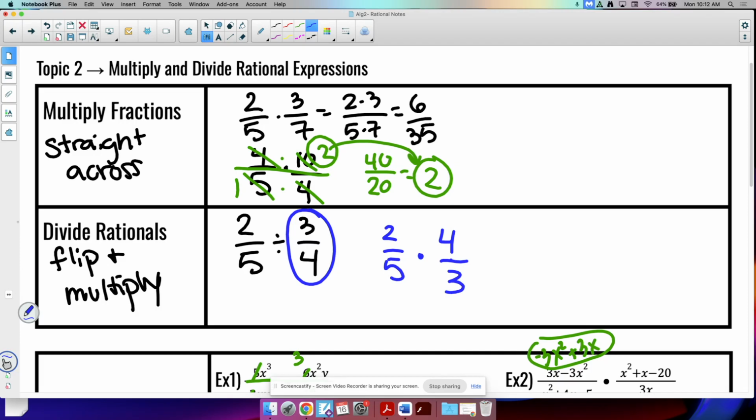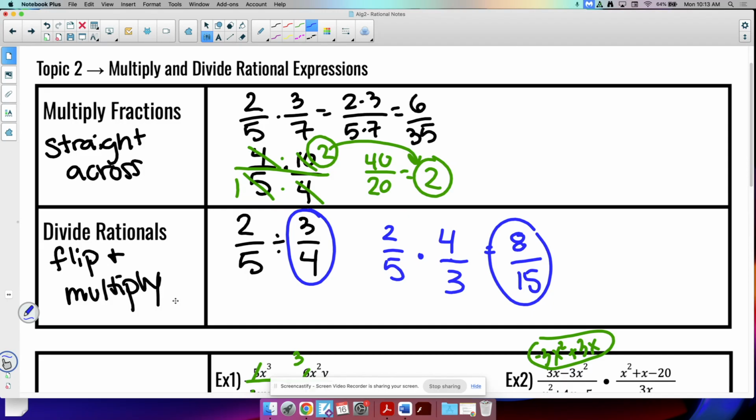So once you change it into a multiplication problem, you are going to do exactly what we did before. The example I gave up here: do anything on top and bottom reduce? No, so up top, 2 times 4 is 8. On the bottom, what's 5 times 3? Yeah. So a division problem, you pretty much just cheat the system, write it as a multiplication problem, and then you do the exact same thing. Make sure somewhere on your notes you just have flip and multiply.